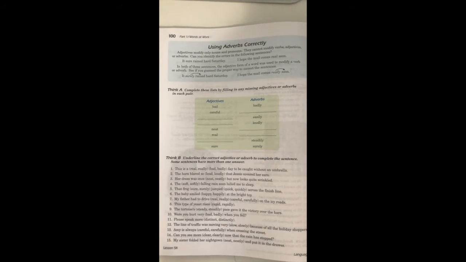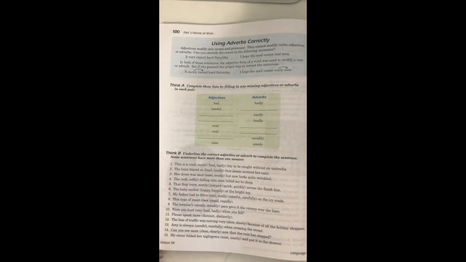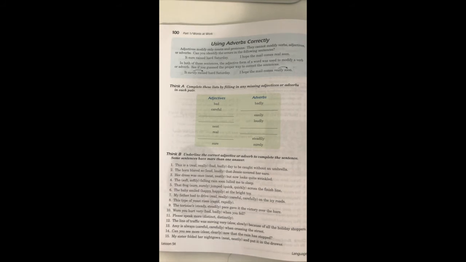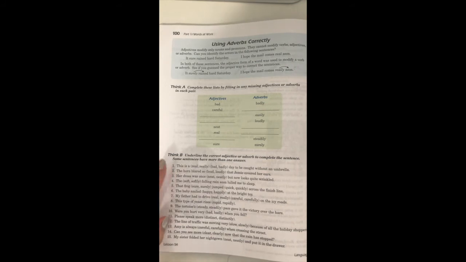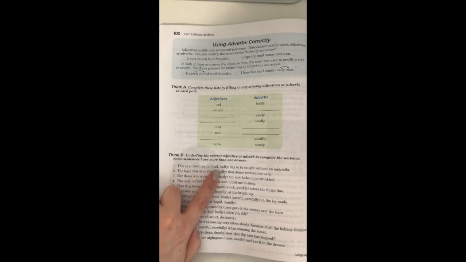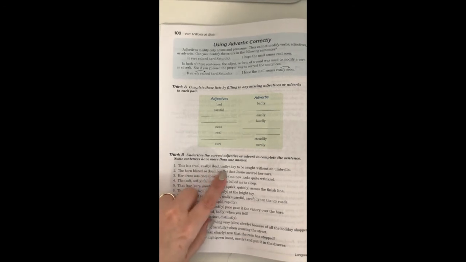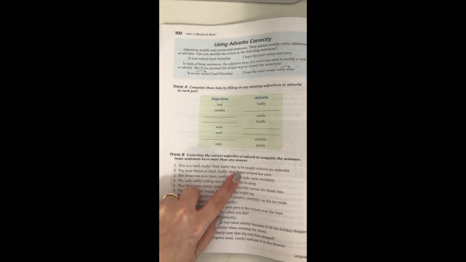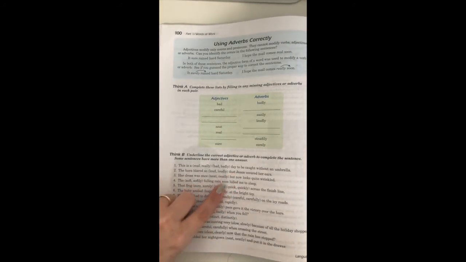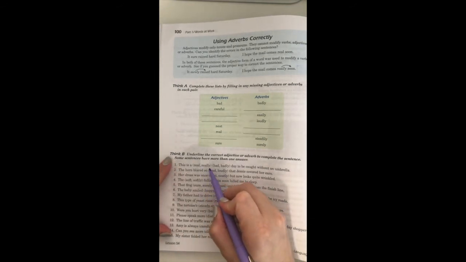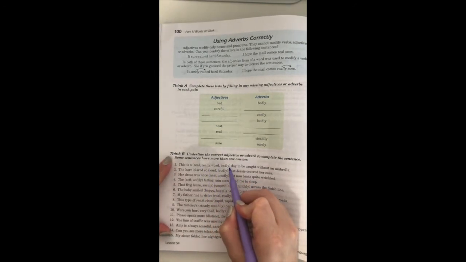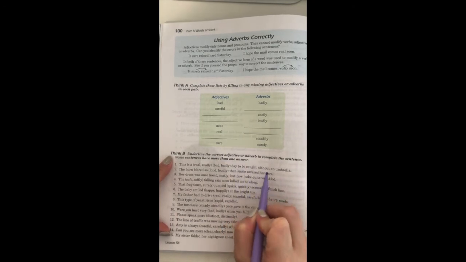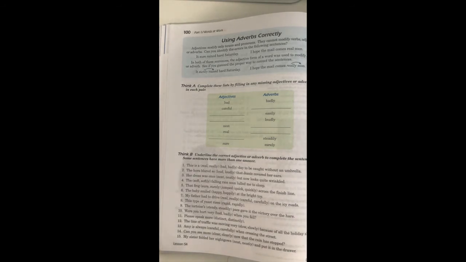Now down here it says to underline the correct adjective or adverb to complete the sentence. Some sentences have more than one answer. So all you're going to do is underline the correct adjective or adverb. Every time there's a parenthesis, you're going to choose the correct one. Let's just do the very first one only. Here it says, this is a real or really, bad or badly, day to be caught without an umbrella. If you don't get it right the first time, that's okay. Just keep trying until it makes sense.